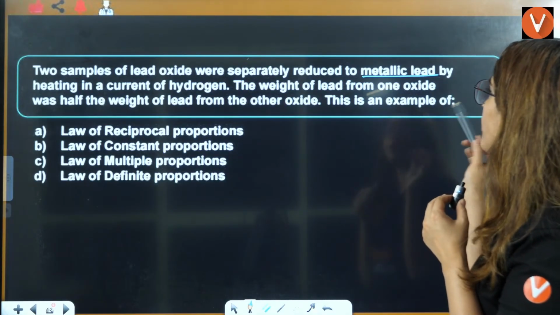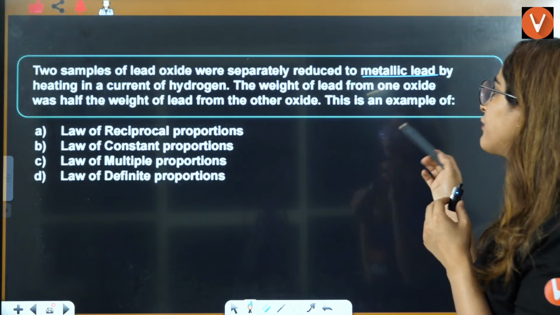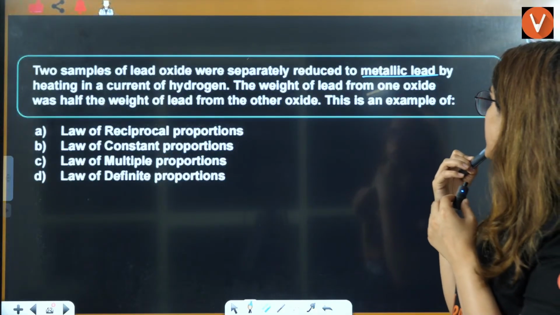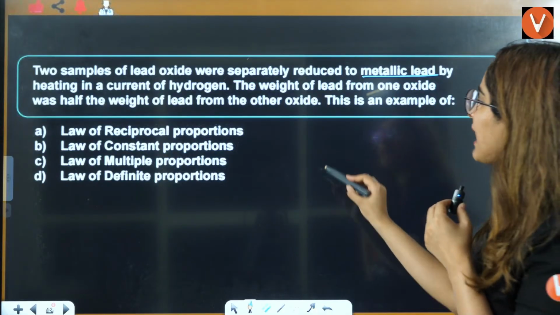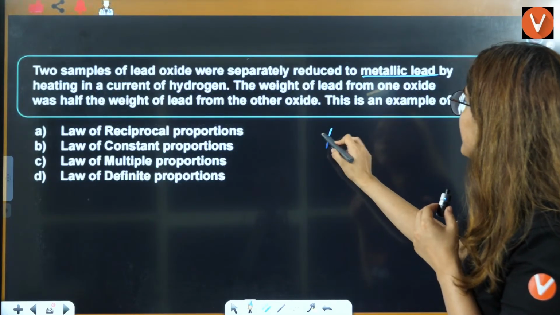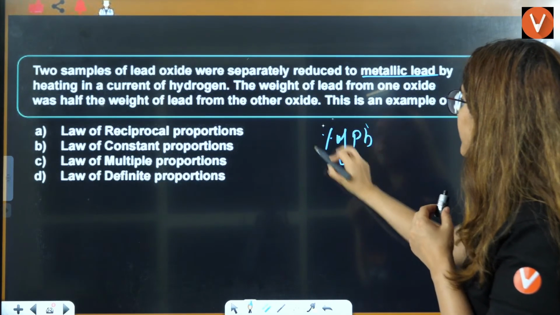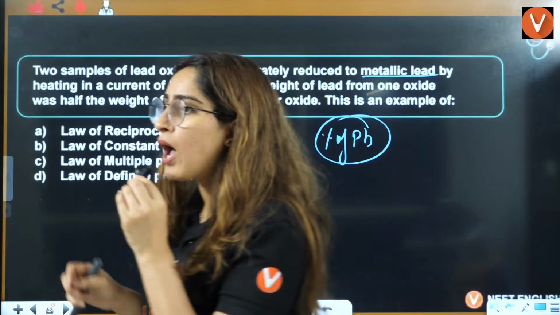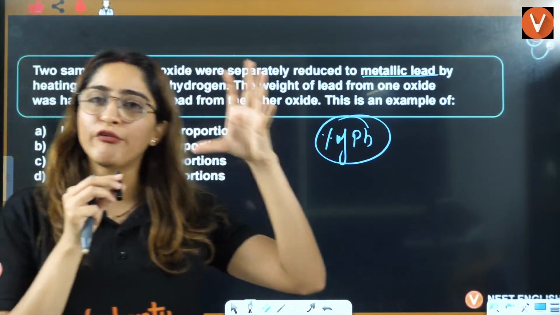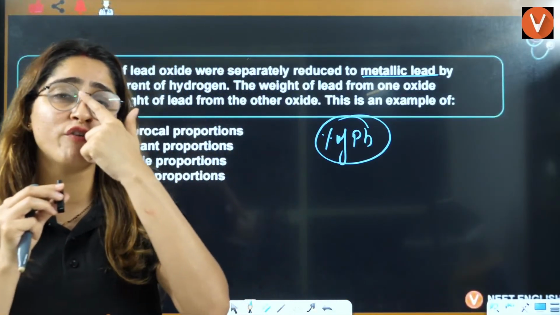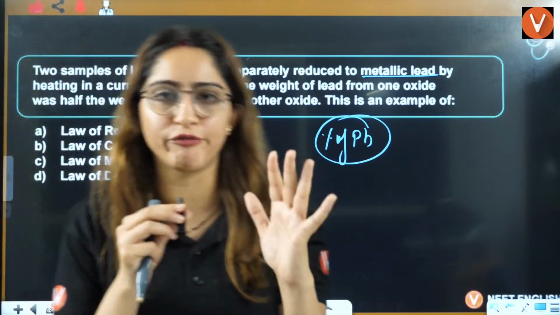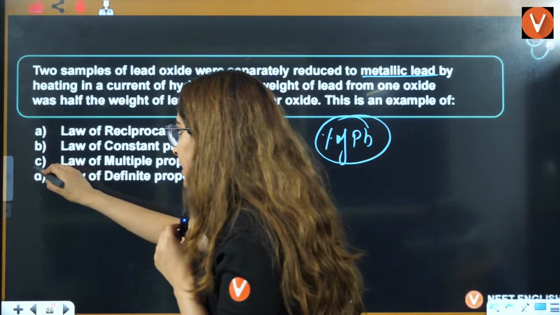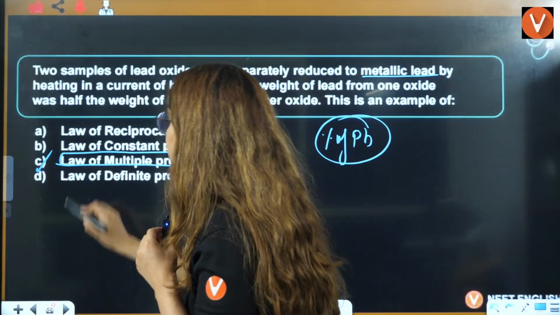The weight of lead from one oxide was half of the weight of lead from the other oxide. This is an example. That means the percentage of lead is different. I told you that if you have 2 different compounds, then the percentage of any metal or oxide is going to be different there. So they are talking about, very good, the law of multiple proportions here.